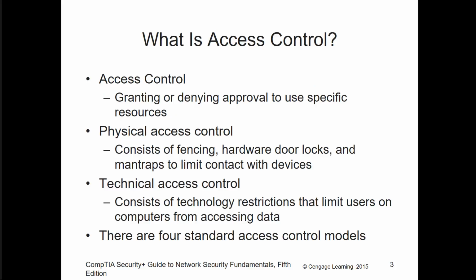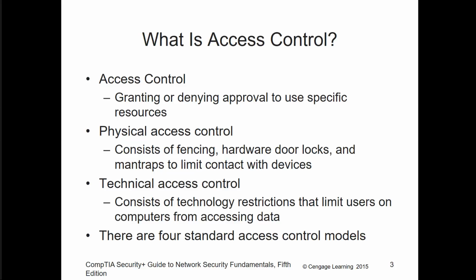So first of all, we have to understand what is an access control. Access control in its basic form either will grant or deny approval to specific resources. Now we have typically 3 types: physical, technical, sometimes called logical, and administrative. Those are the 3 major types.